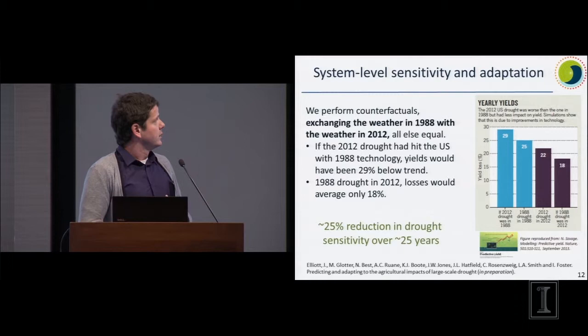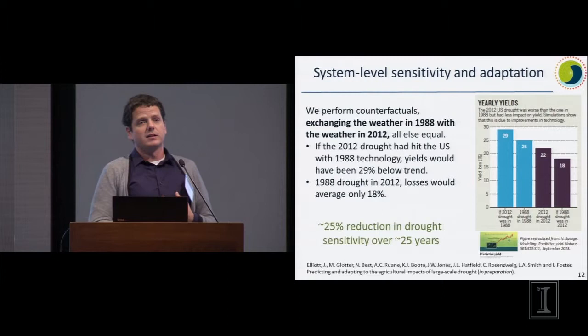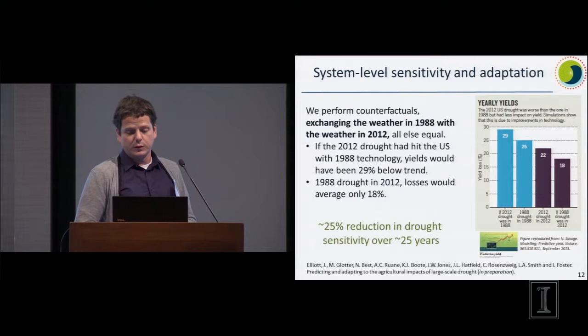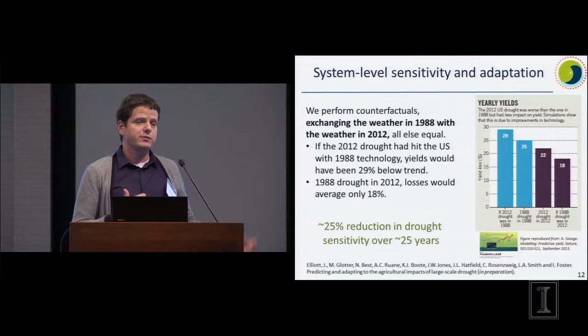What we found was that, despite the fact that the 2012 drought impacted yields less severely than did the 1988 drought, it was in fact far more severe. If the 2012 drought had hit with 1988 technologies and management, the losses in yields would have approached almost 30%, whereas if the 1988 drought had hit in 2012, losses would have only been 18%, which roughly translates into about a 25% reduction in system-wide drought sensitivity in the U.S. corn industry over the last 30 years, which is certainly a pretty significant change.